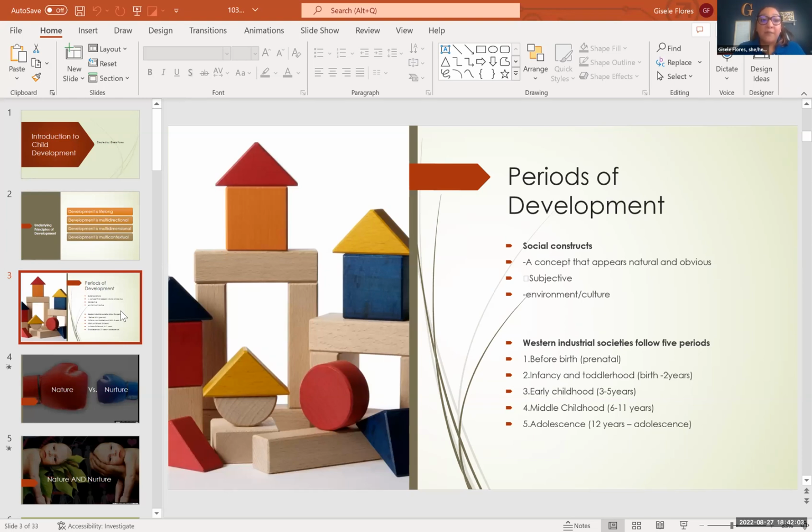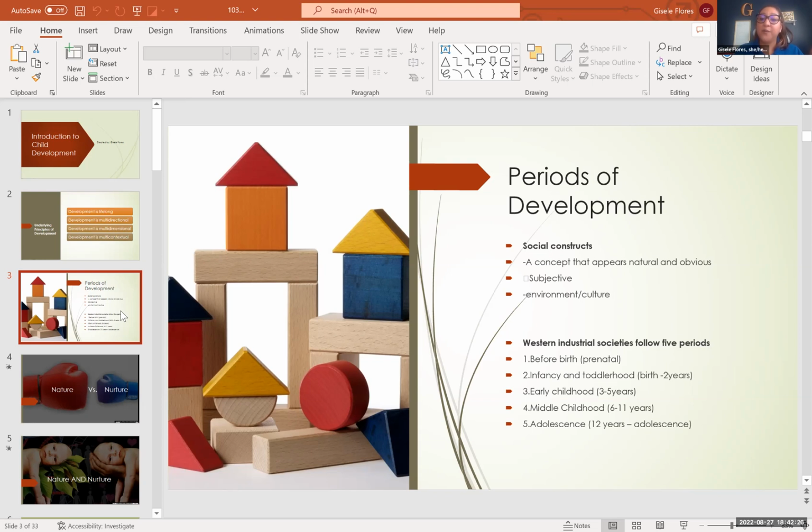As we look at children in the United States, we're looking at Western industrial society's views on developmental periods. So we look at 5 different stages. The first one is before birth, so prenatal development. The second one is infancy and toddlerhood. So we're talking about birth to 2 years old.